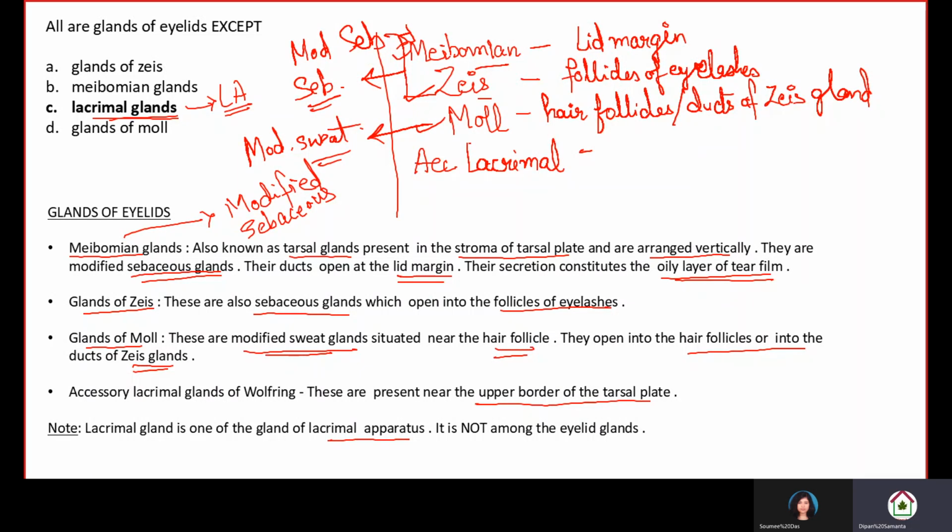Simple, direct anatomical questions like: the gland of Zeis opens into which structure, where does its opening lie, or do the glands of Moll open into the hair follicle or into the duct of the Zeis gland. So these kinds of questions are also important.